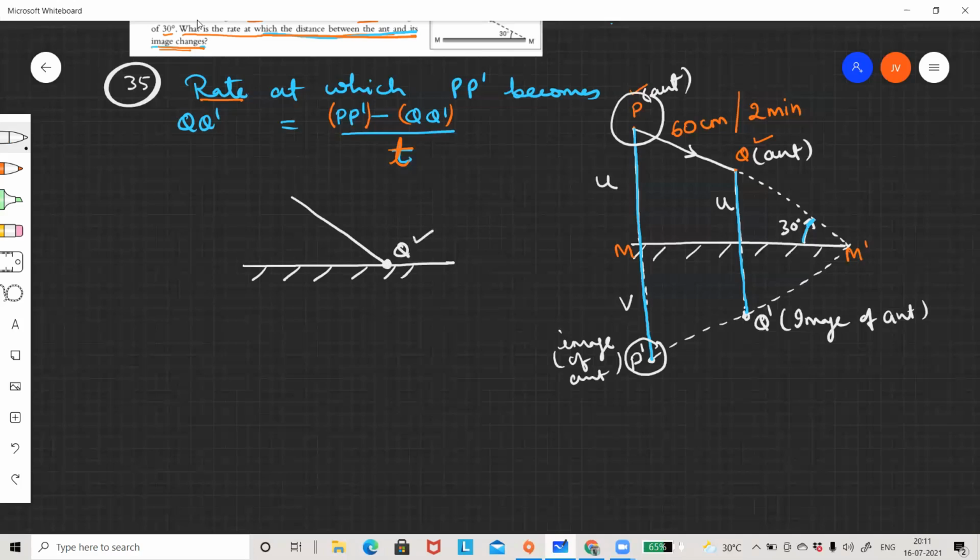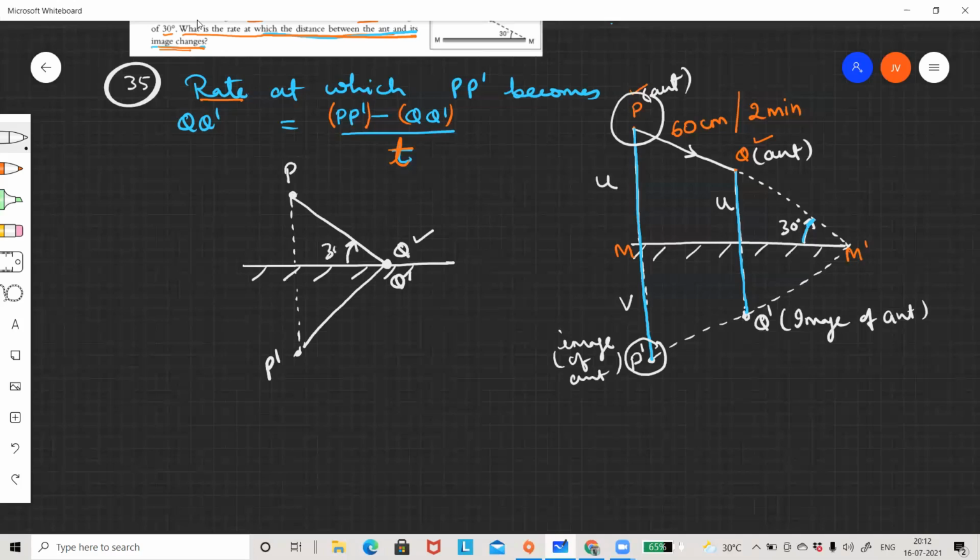This itself is a Q prime, the ant's image. Before we had a P, which is the location of the ant, and we have P prime, which is the location of the ant's image. Actually, P prime Q, I need not join, but just to show the symmetry of the diagram, I'm doing it.